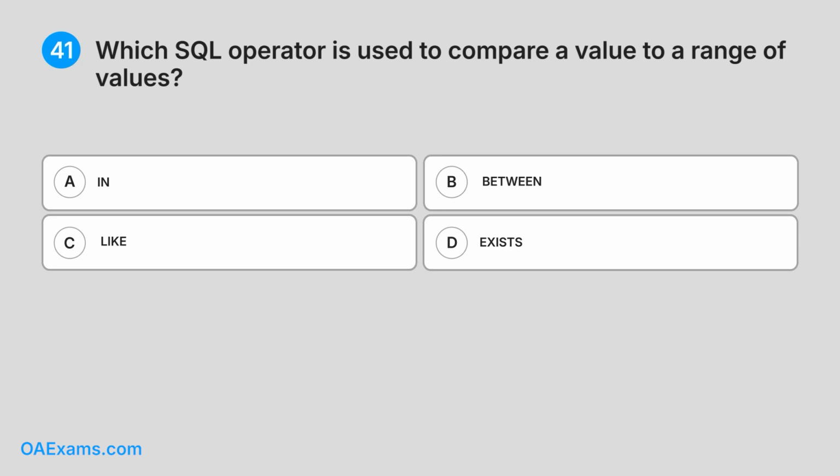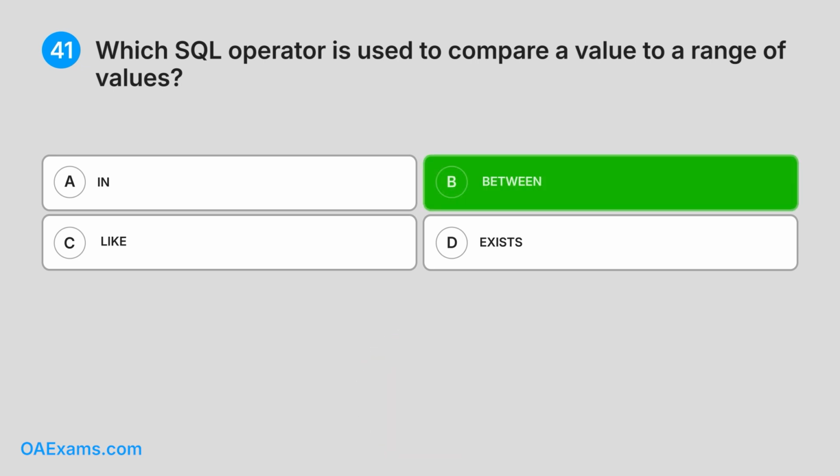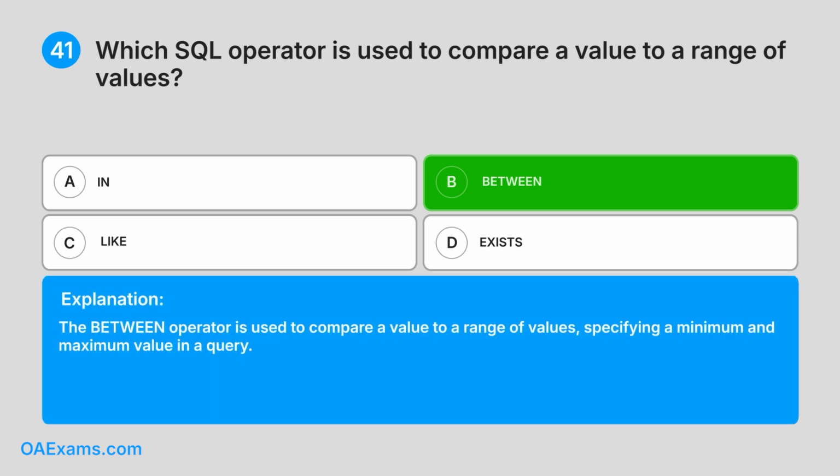41. Which SQL operator is used to compare a value to a range of values? A. In. B. Between. C. Like. D. Exists. Do you know the answer? Correct answer. B. Between. Explanation. The between operator is used to compare a value to a range of values, specifying a minimum and maximum value in a query.